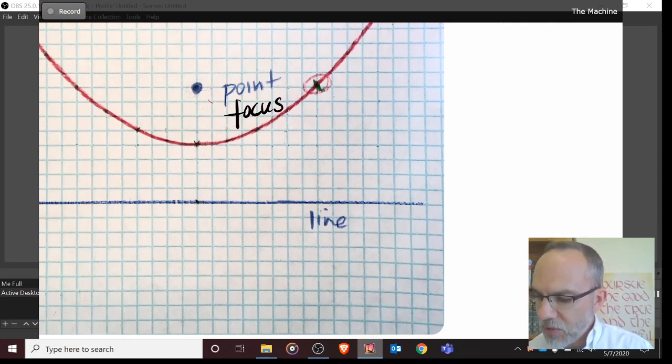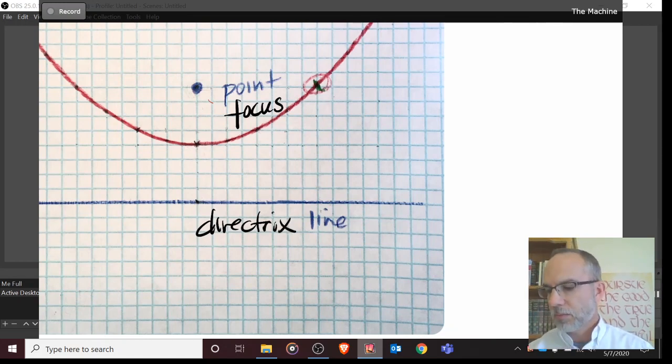And the line has a special name. It's called the directrix. So like the word direct and then make a trix out of it. Okay, the focus and the directrix.